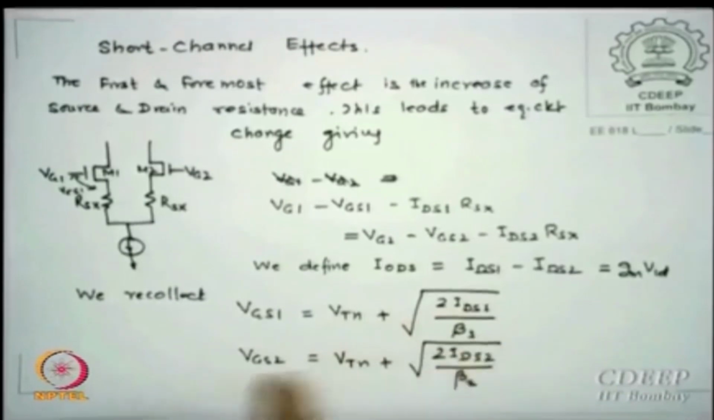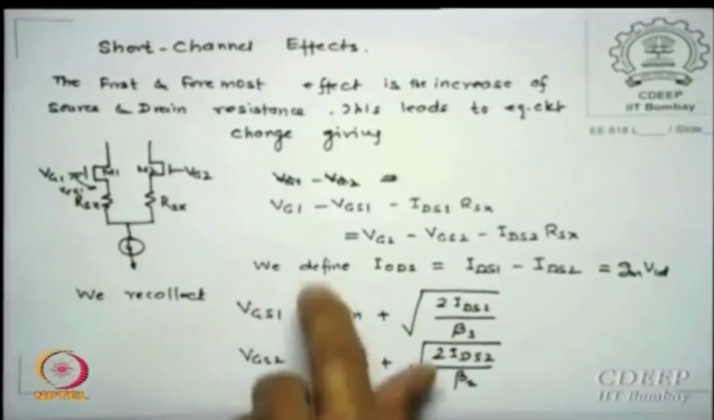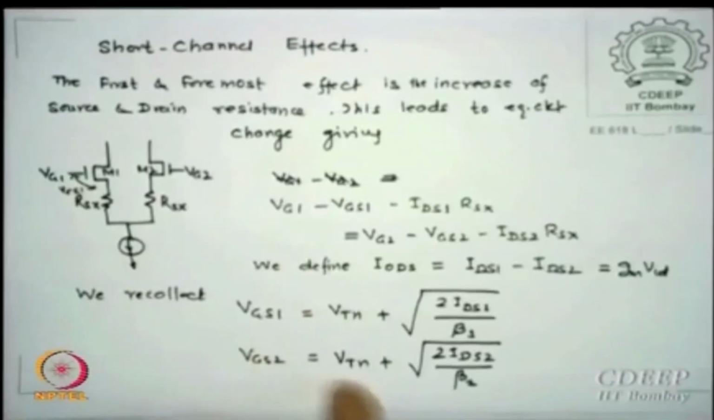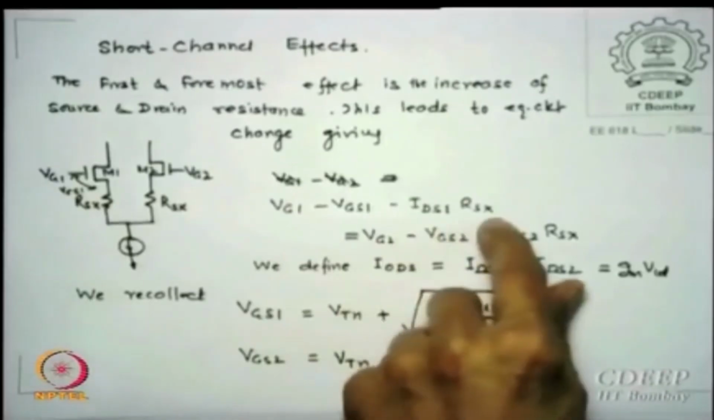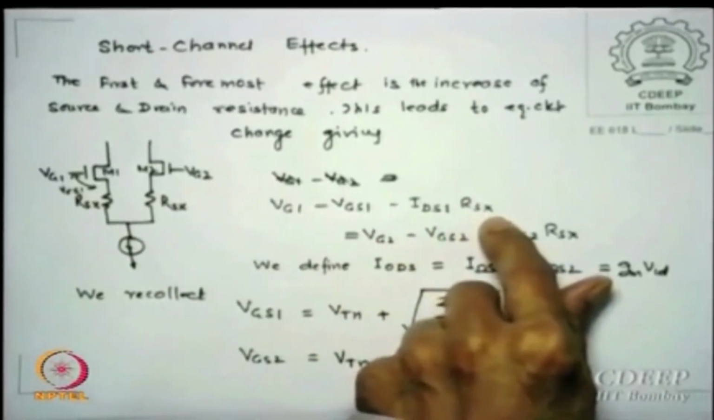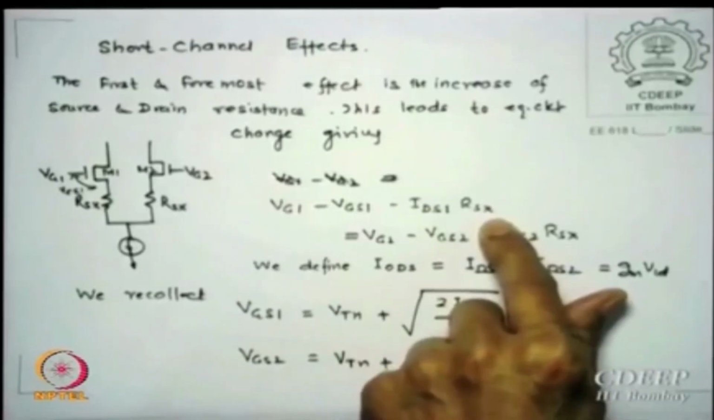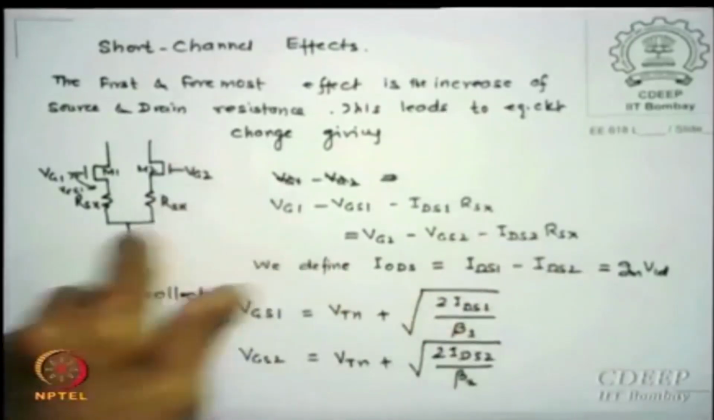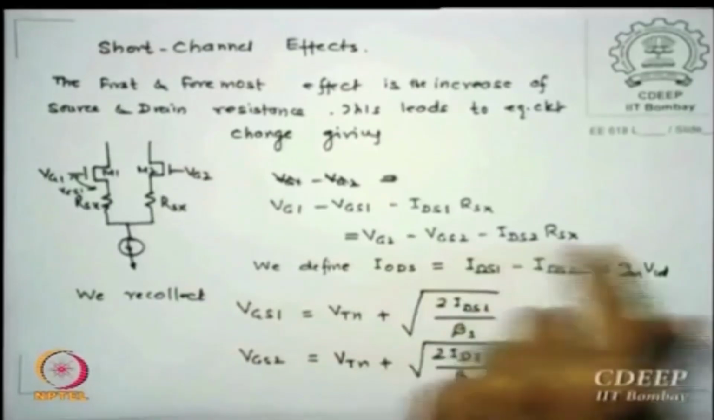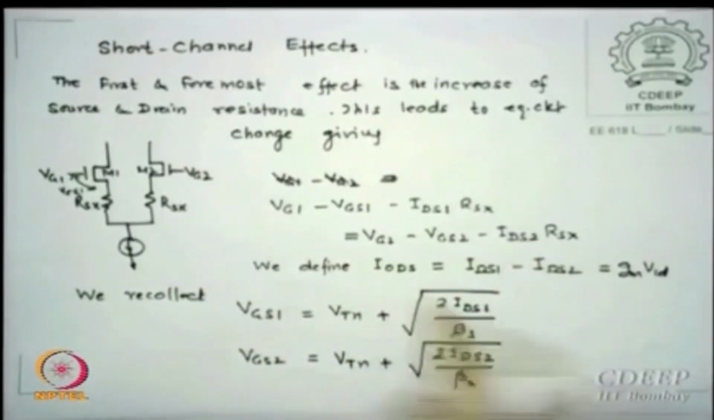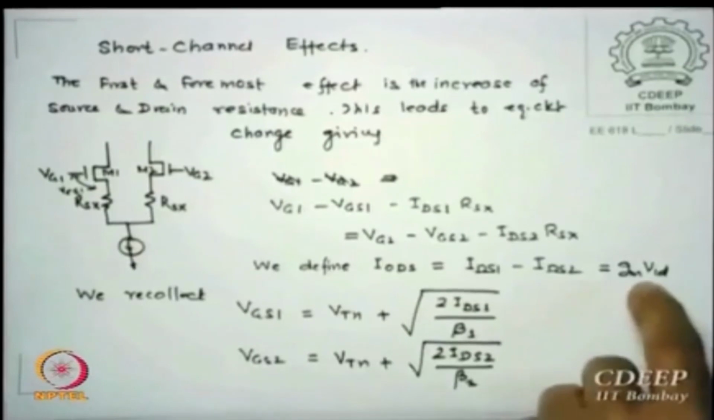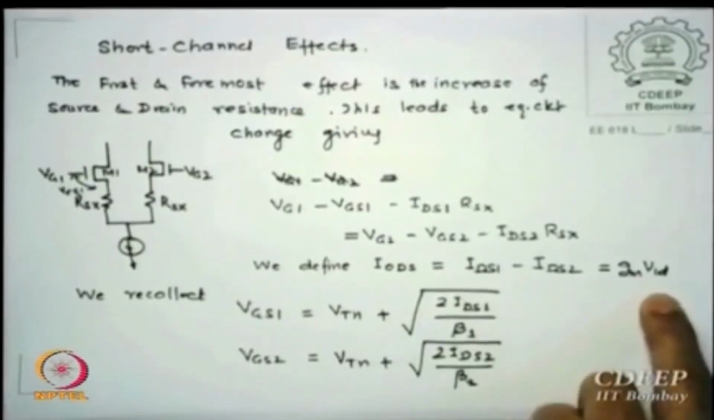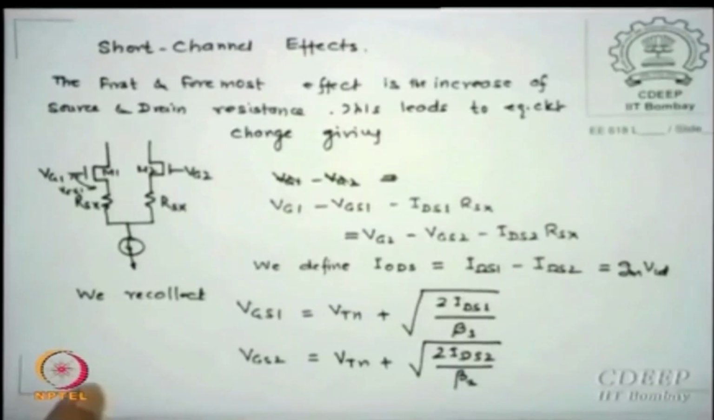Okay, so let us do it for a normal device, which we have done. VGS1 is Vtn plus root of 2 IDS1 by beta 1, no RSX used right now, but anyway VGS2 is Vtn plus this. However, VG1 minus VGS1 minus IDS Rx is the value now, this value was not there earlier; in short channel this value appeared, and of course from the other side Vg2 minus Vgs2 minus IDS2 Rx. Now we define a term IODS, which is the output current, the difference of output currents IDS1 minus IDS2, and which we know is GM VID. We have already calculated this.